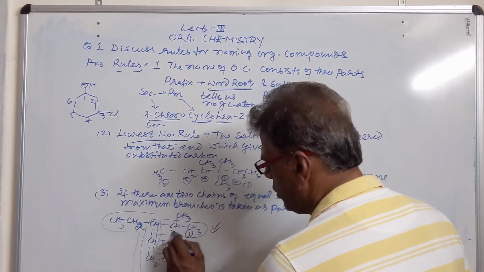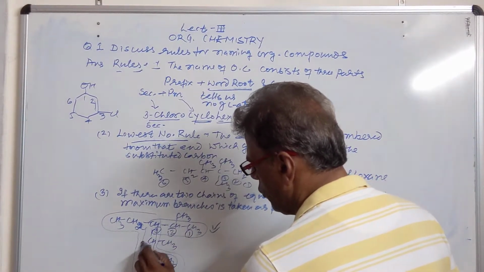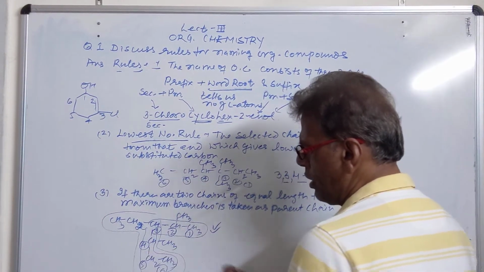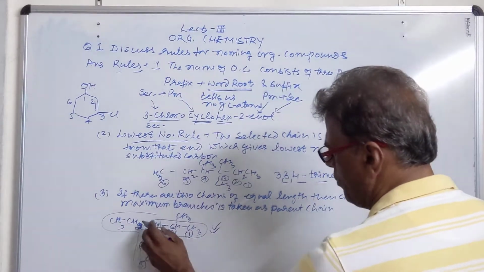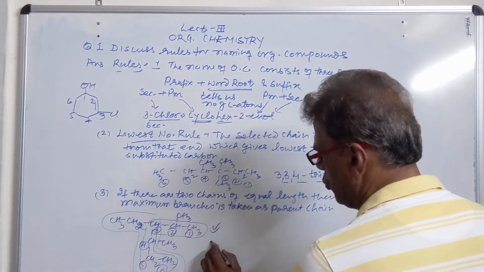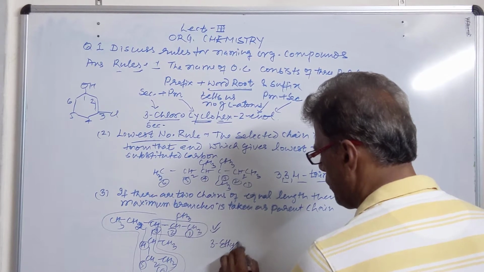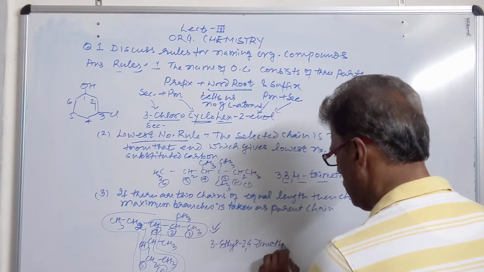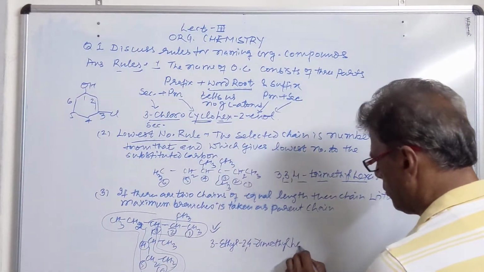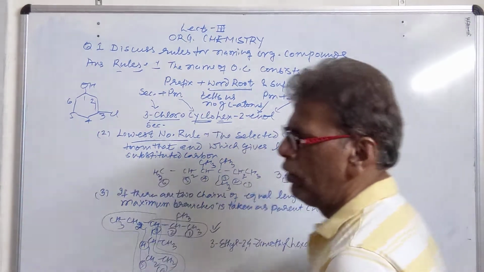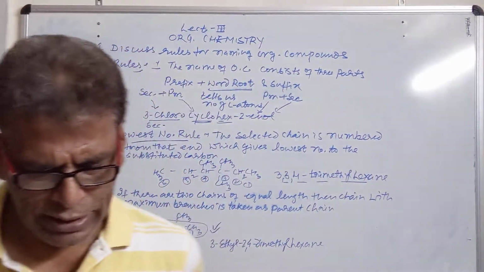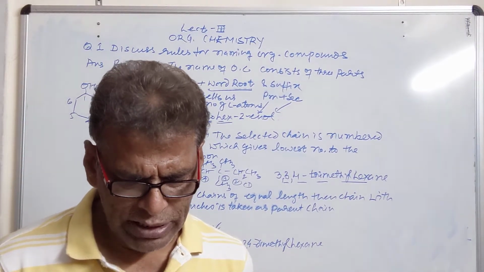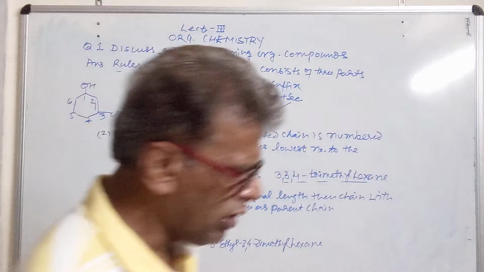This is carbon number 1, this is 2, this is 3, this is 4, 5 and 6. So carbon number 2 and 4 contain methyl, and 3 carbon contains ethyl. So it will be named as 3-ethyl 2,4 dimethyl hexane. So if there are 2 chains of equal length, then chain with maximum branches is taken as the parent chain. Similarly, we take one more compound here.